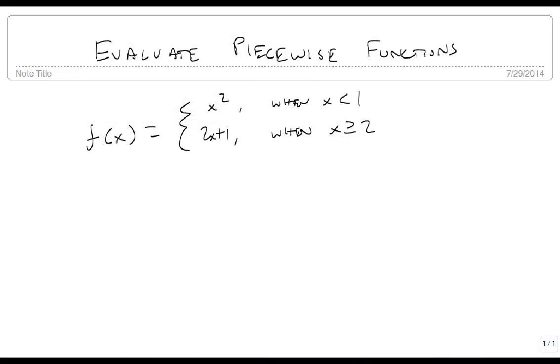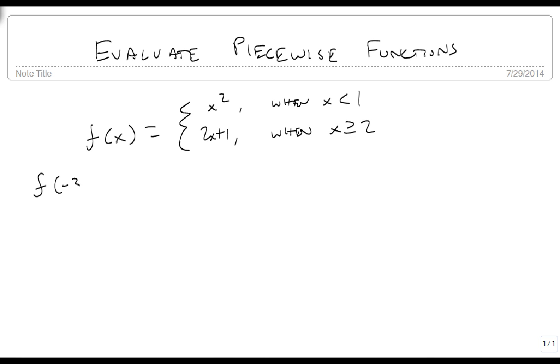Now that we know what a piecewise function is, let's talk about how we evaluate a piecewise function. So here's our piecewise function from before. f of x equals x squared when x is less than 1, and 2x plus 1 when x is greater than or equal to 2. What we're going to do is evaluate this at several points.